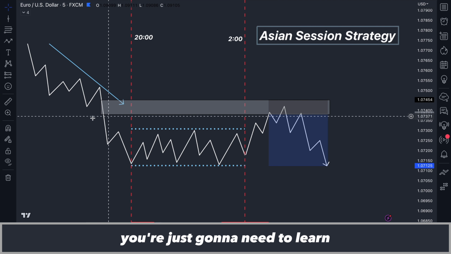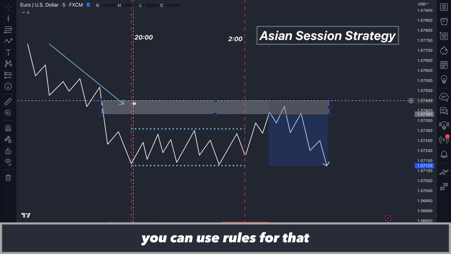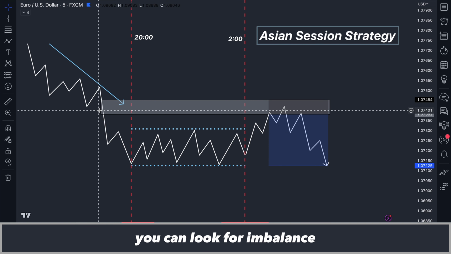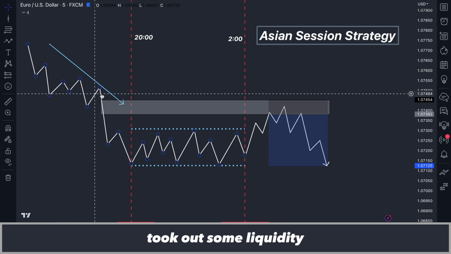You're just going to need to learn which supply zones have the highest probability of playing out. You can use rules for that. You can look for inducement, you can look for imbalance, and you can look for if the order block took out some liquidity.